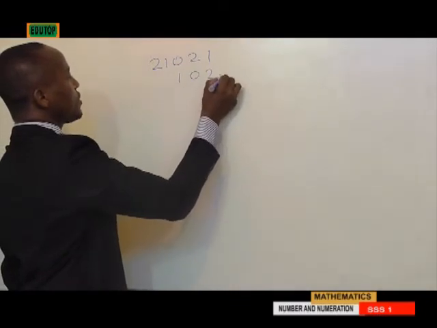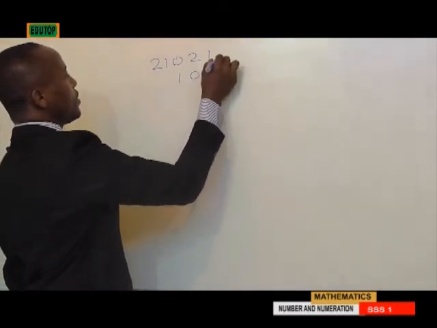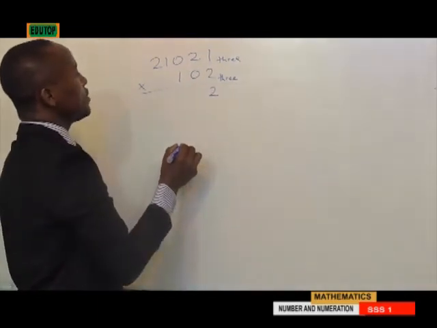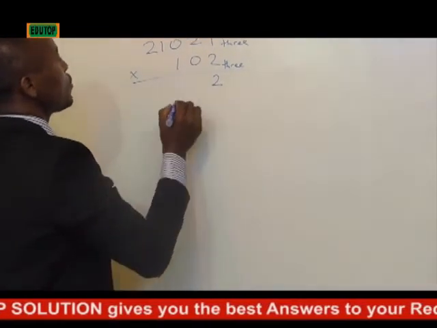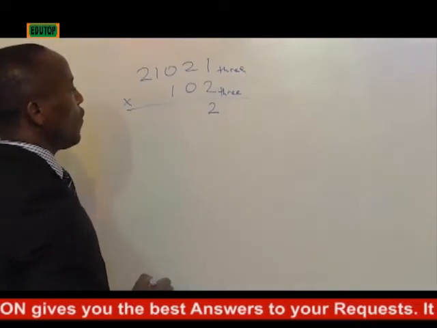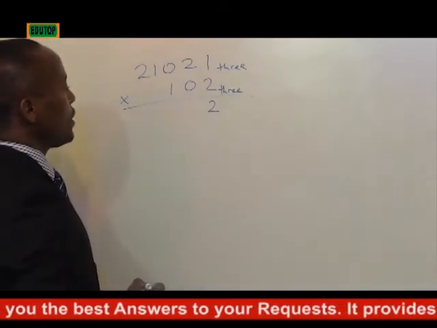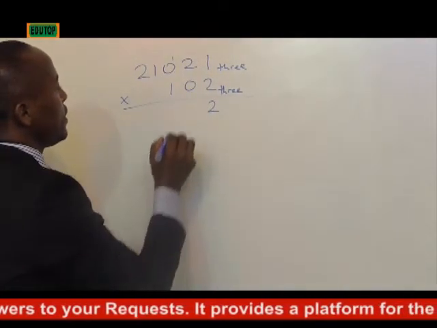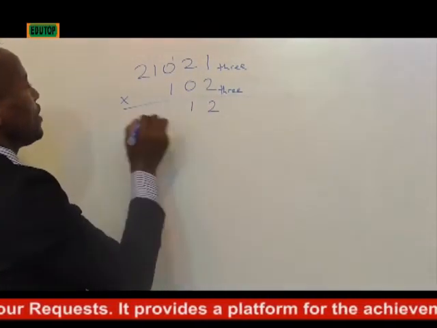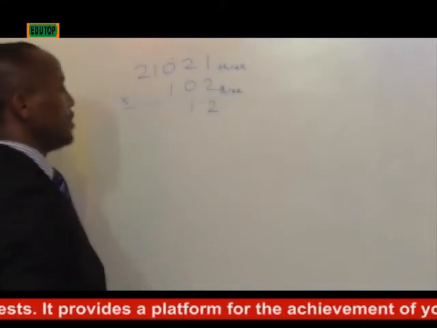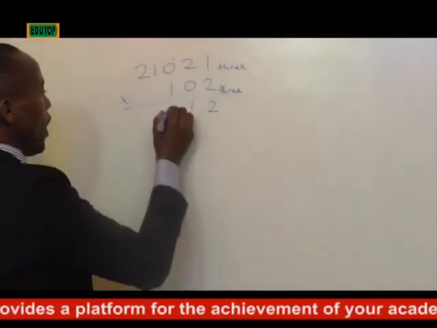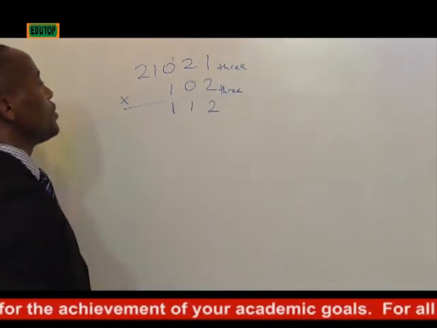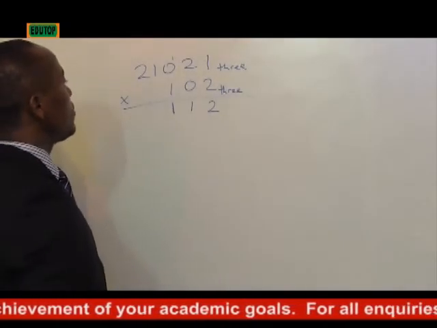2 times 1 is 2, that is not up to 3, so it's still a remainder. 2 times 2 is 4. 4 divided by 3 is possible. That's 1, remainder 1. 2 times 0 is 0 plus 1, that's 1. Still a remainder, not up to 3. It's not possible to divide that by 3.